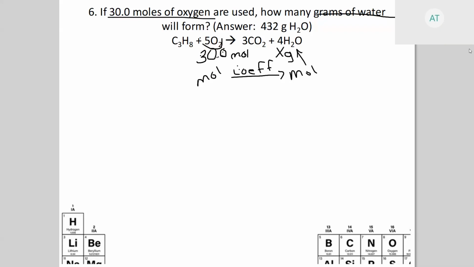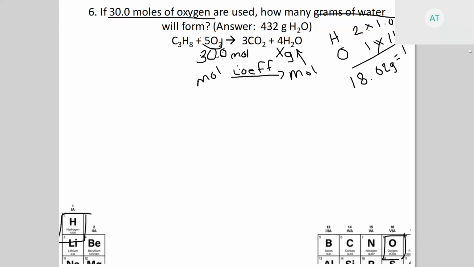As soon as you see grams, what do you always have to do? Molar mass, that's right. So we need the molar mass of H2O. We have hydrogen and oxygen, so we look at the periodic table. Hydrogen is 1.01, and we have two of them because it's H2O. Then we have one oxygen, which we can round off to 16. That ends up being 18.02 grams is equal to 1 mole.